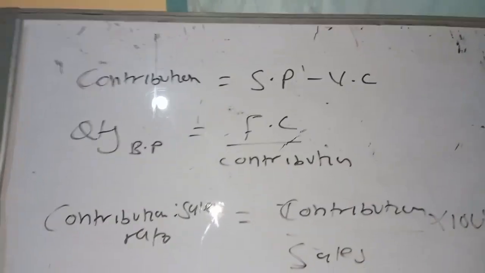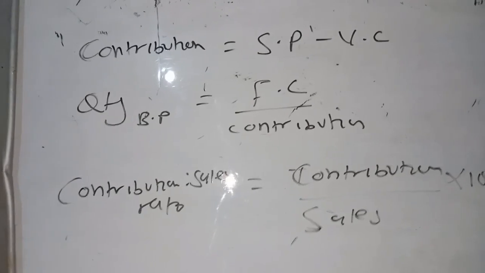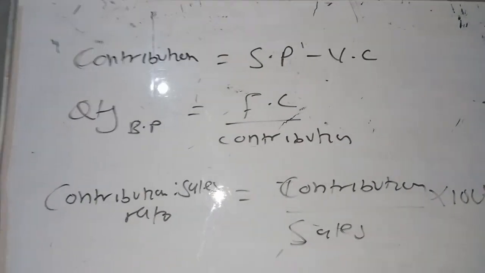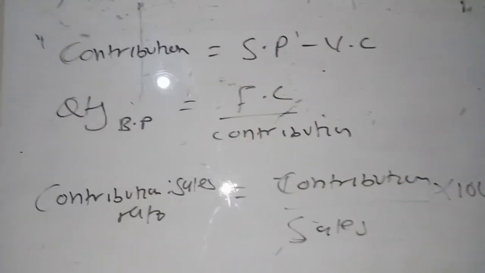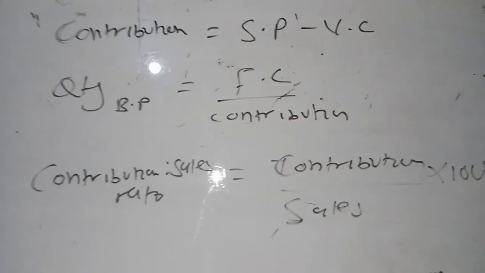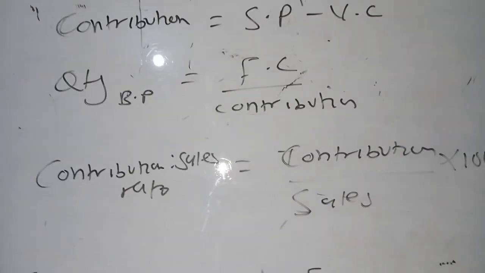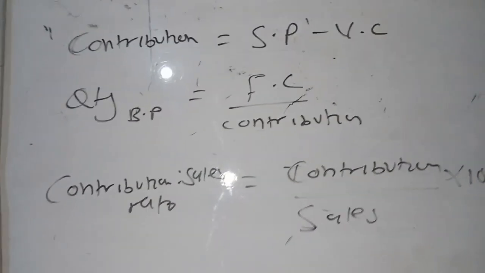So I've made for us the brief formulas that we are going to use for the algebraic method, and these formulas you're going to use forever throughout this course unit. The first one is the contribution. Contribution is what you remain with after selling your product. Contribution will always be equal to the selling price minus the variable cost. That is for a single unit. Contribution for a single unit.